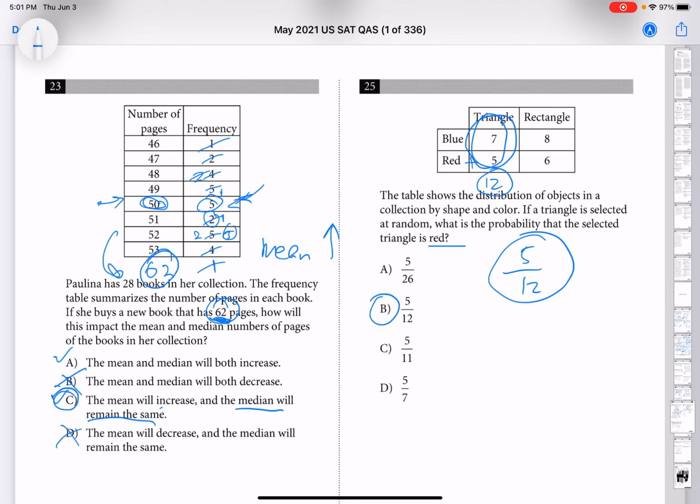So be careful on this kind of question, guys. They're not asking for out of the total shapes. They're just saying if a triangle is selected. So you have to add up the total number of triangles, and that would be your denominator. And then you take the total number of red from that.